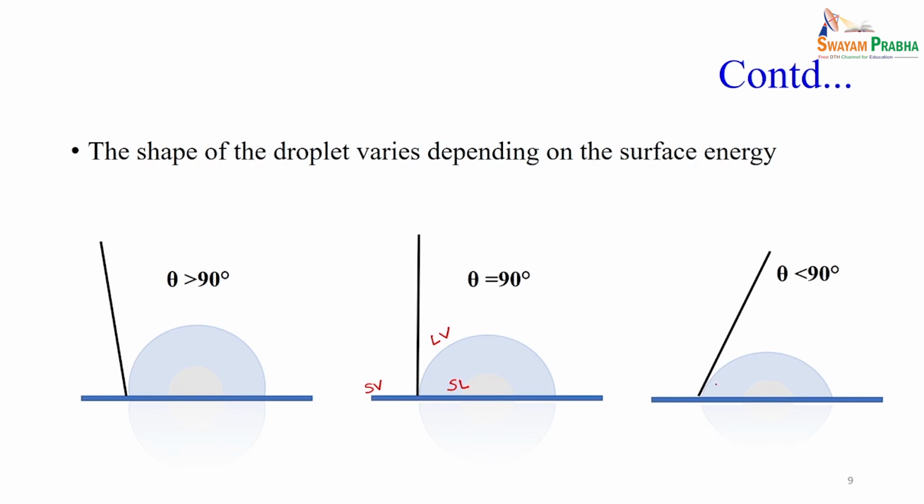So, here we can say it is less than 90° contact angle. This contact angle means it is like a half circle. Contact angle 90°, and if it is more than a half circle, the contact angle is more than 90. So, this surface we call hydrophilic, and this one, with contact angle more than 90, we call hydrophobic.